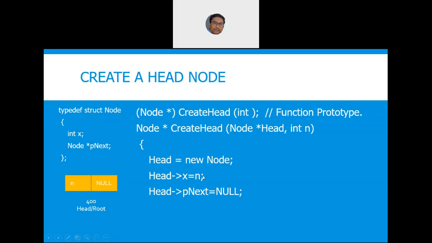Okay. Now with what value do you need to add? The element is x. Data is x. This is why I said writing the structure is mandatory. If you don't write the structure, then what is x to me? If you don't write p next, what is p next to me here? So you have to write head arrow x is equal to alias n, which is the root node value. Next, head arrow p next is null. Return head. That's it. So this is your C++ function.